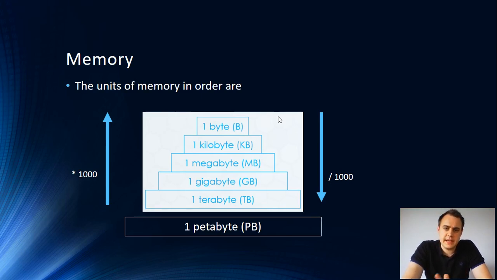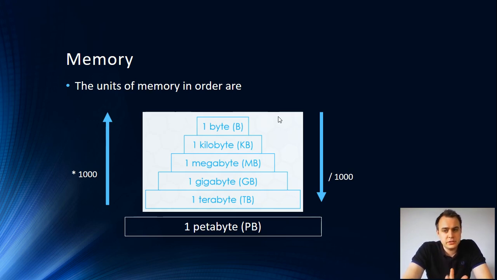So let's go through it. 1 byte contains 8 bits. 1 kilobyte contains 1,000 bytes. 1 megabyte contains 1,000 kilobytes. 1 gigabyte contains 1,000 megabytes. 1 terabyte contains 1,000 gigabytes. And 1 petabyte contains 1,000 terabytes.